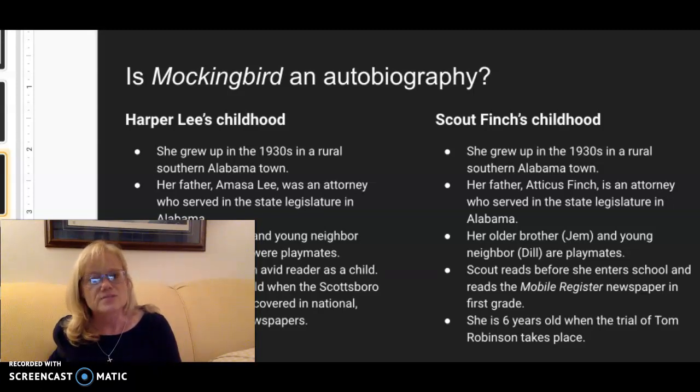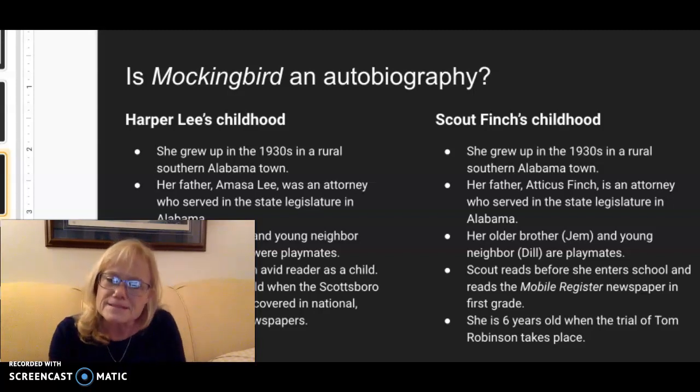And also, those trials. The Scottsboro trial, as I said, took place when Harper Lee was just 6 years old, and the main character, Scout Finch, is a 6-year-old girl when the trial of Tom Robinson takes place. So there are some similarities. Is it an autobiography? You'll have to decide.